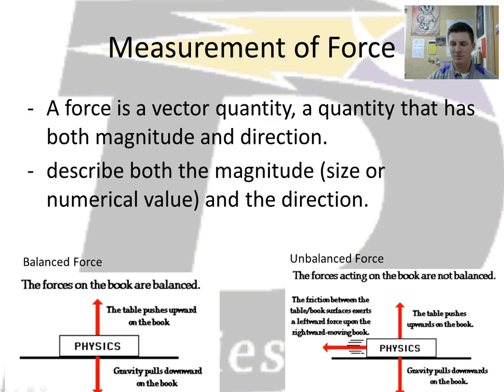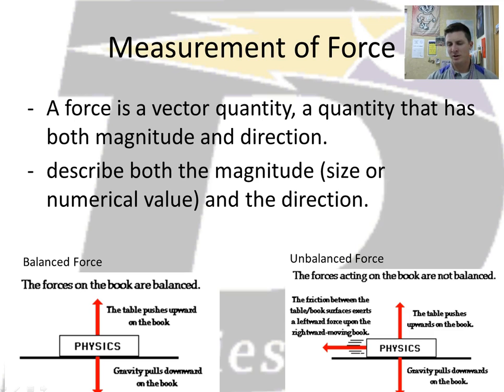So if this book is moving to the right, and we have a table pushing up and a gravity force pulling down, and those two are equal in magnitude and opposite in direction, well, the up and down forces are balanced on this object.